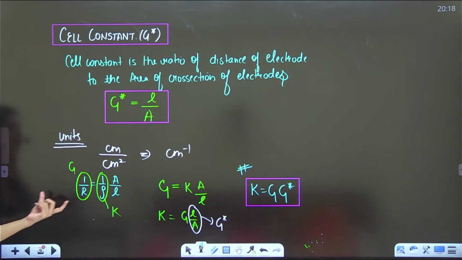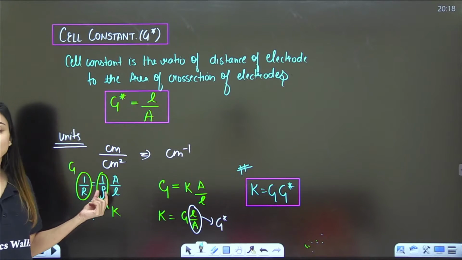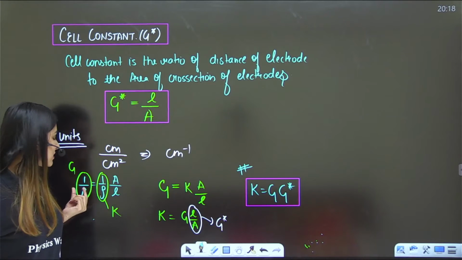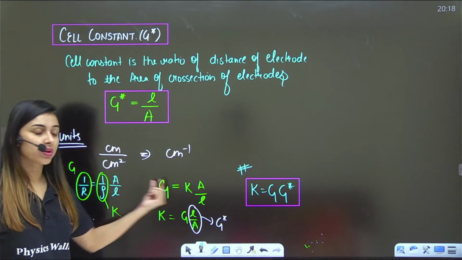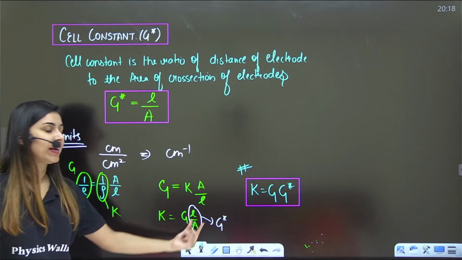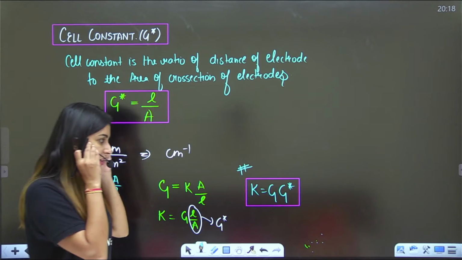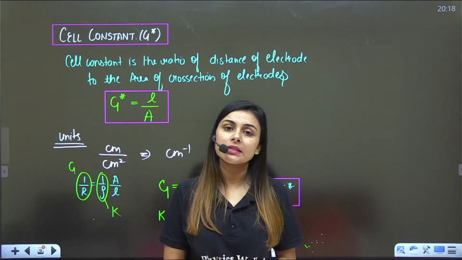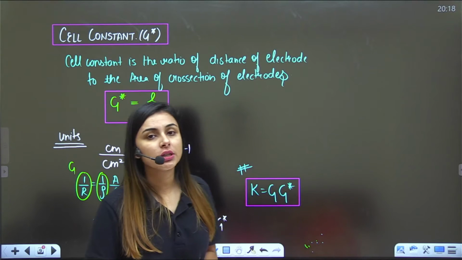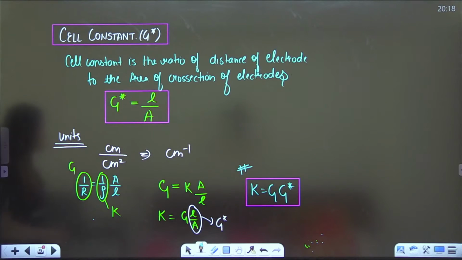How do you derive this? You just write 1 upon R is equal to 1 upon rho into A by L. You know that this is equal to G, and this is equal to K, so G equals K into A by L. Just cross multiply it and you will get the expression that conductivity is equal to G into G star. I hope you're clear till now. You can pause the video, write it, and then we'll move forward.